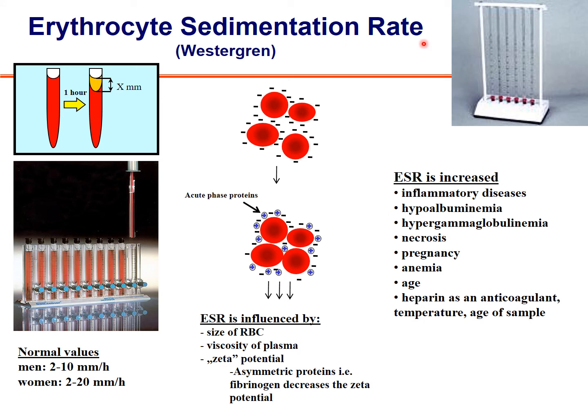Erythrocyte sedimentation rate, or this name is Westergren. Now, this test was introduced as a pregnancy test because during pregnancy, the erythrocyte sedimentation rate increases tremendously, and this is how they introduced this test. However, after that, they figured out that any kind of changes in the serum composition is going to alter the sedimentation of the red blood cells.